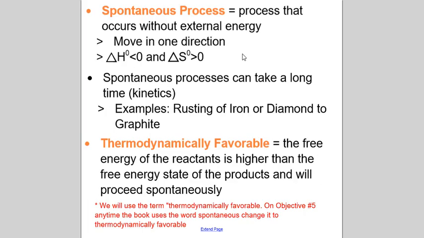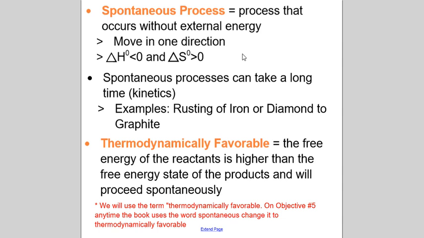So we also call this a spontaneous process. It's going to occur without external energy. Generally, we are talking about a system where delta H is less than 0, so negative, and delta S is greater than 0. And it, again, moves forward on its own. It can sometimes be quick, or sometimes it can be really long. Rusting will happen all on its own. So if you want to prevent rusting, you have to actively prevent it.